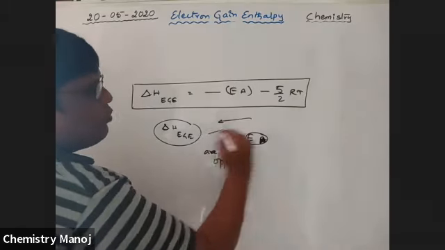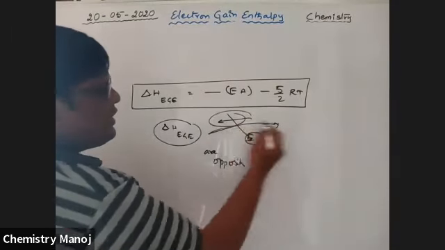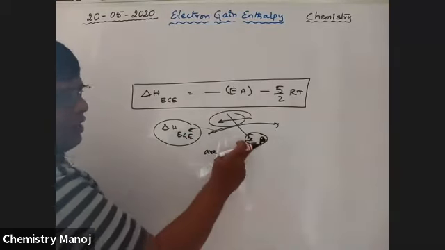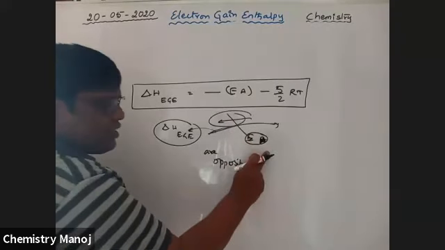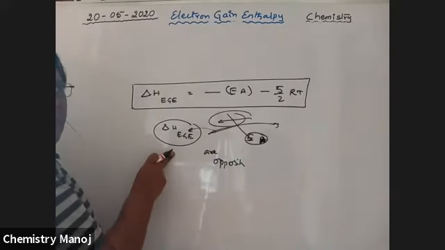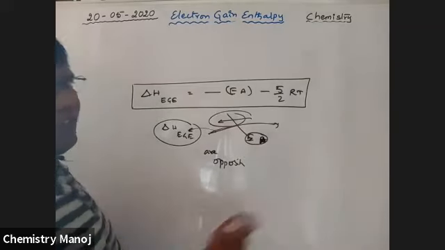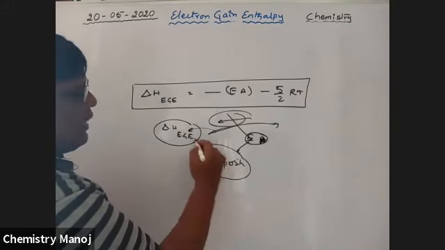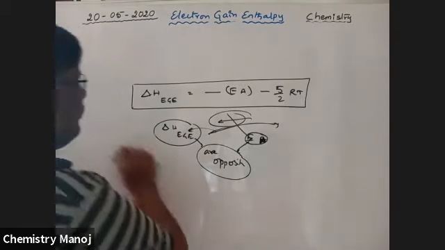The more the attraction, the more energy will be released. This attraction is electron affinity, and the released energy is electron gain enthalpy. Both are in opposite conditions. If electron gain enthalpy is positive, electron affinity is negative. If electron affinity is positive, electron gain enthalpy is negative. That's why both are opposite processes. Next, see here.